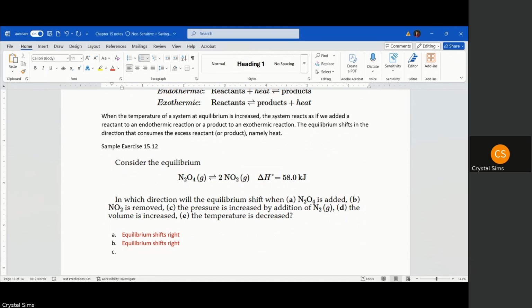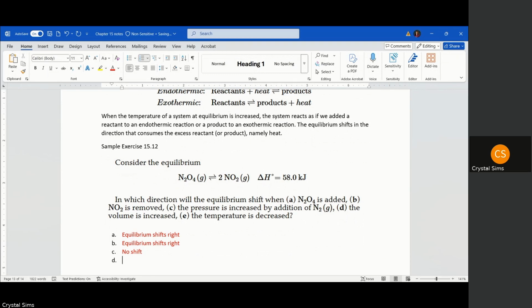So the equilibrium shifts right. The pressure is increased by the addition of N2. Adding N2 increases the total pressure, but you'll notice that N2 is not involved in the reaction at all. So it doesn't affect equilibrium. It has nothing to do with this equation, so there is no shift. N2 is irrelevant to this equation.